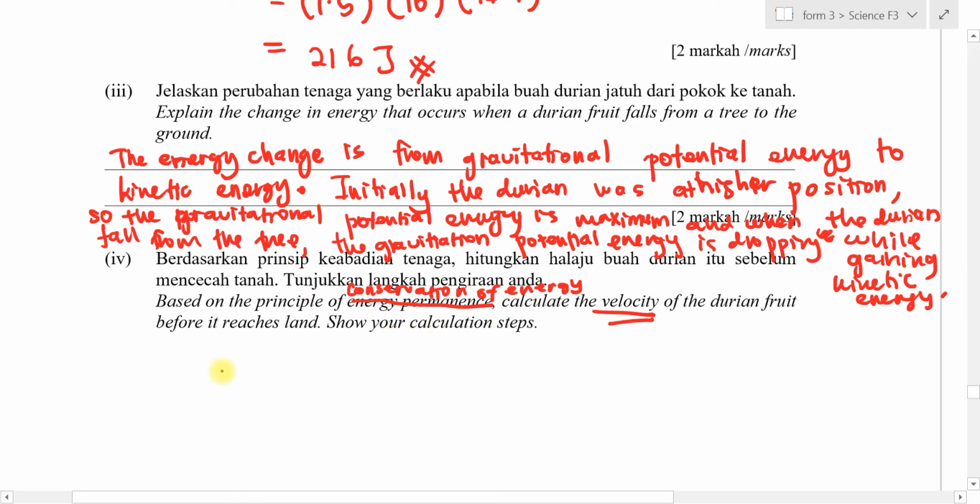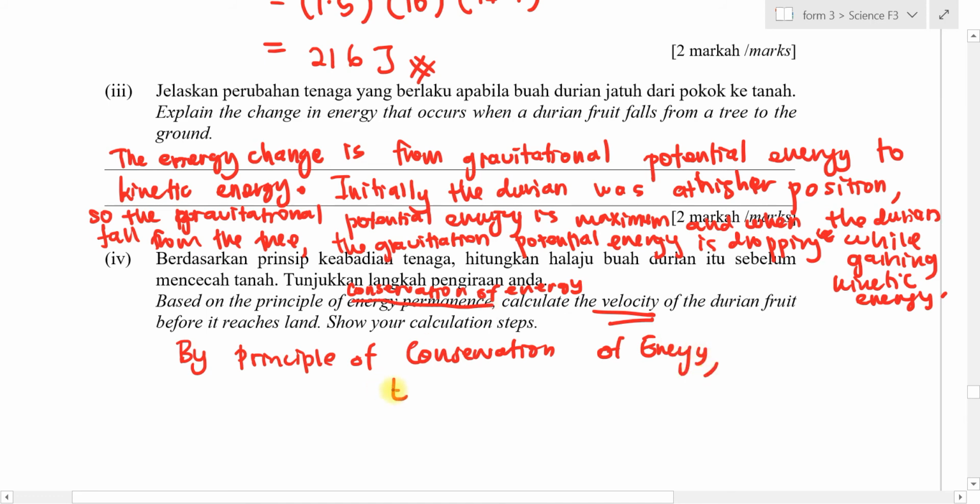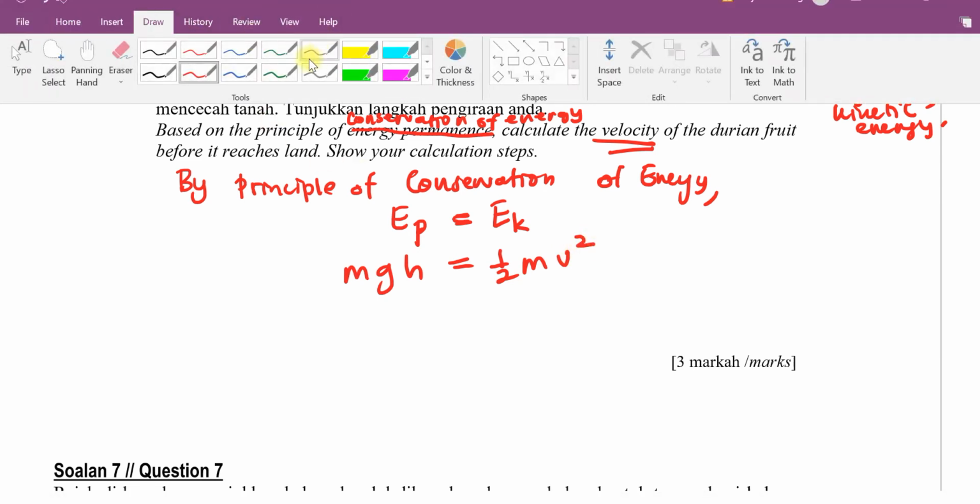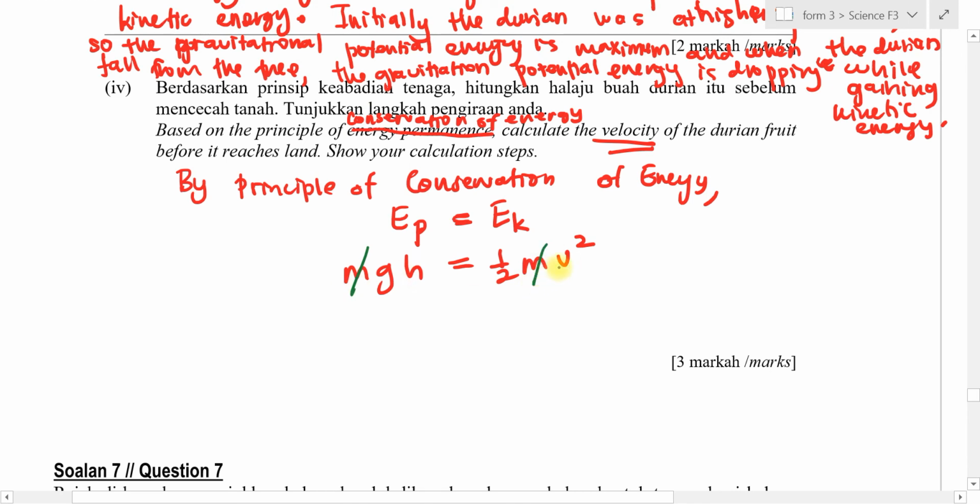So we must write the working like this. By principle of conservation of energy, your gravitational potential energy is converted to kinetic energy. Therefore, your potential energy is equal to kinetic energy. That means your mgh is equal to half mv square. Okay, note that both places also have mass, right? Okay, you can cancel like this.